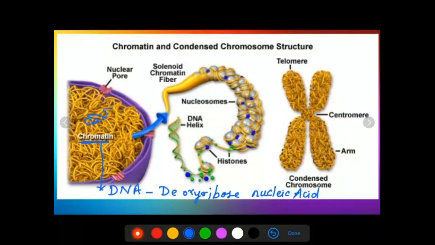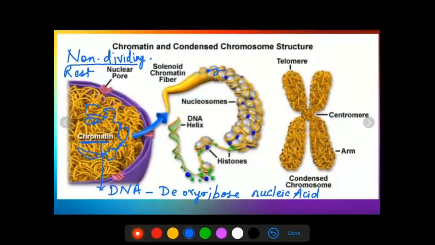Chromatin thread, you can see, is entangled here. It's not arranged. So this type of nucleus is seen in non-dividing cells. By the end of this chapter, you'll see that cells divide. So when the cell is not dividing, or when the cell is at rest, this structure is seen when the cell is at rest.